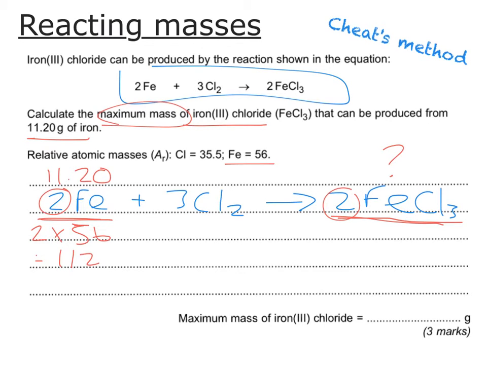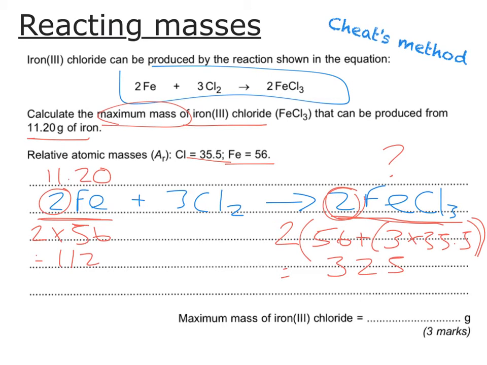And over here for the iron chloride, well, iron is 56, and we've got 3 chlorines, so 3 times by 35.5. And we've got a big 2 in front of it, so the whole thing needs to be multiplied up by 2 as well. And if you pop that into your calculator, that comes out as 325.